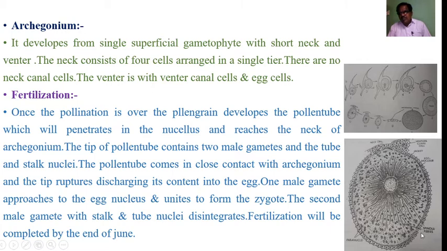At the center there are spindle fibers, and a number of cells are present here, that is the paranuclei. At the center there is the large nucleus, or the egg nucleus, which is covered by the jacket cell. So the ventral canal cell is present here, then the neck canal cell is there. This neck canal cell is not growing further, but at the center there is the egg cell.